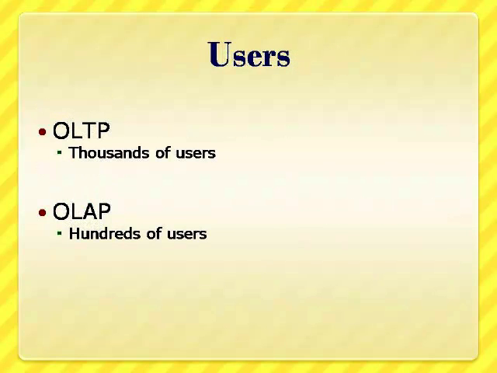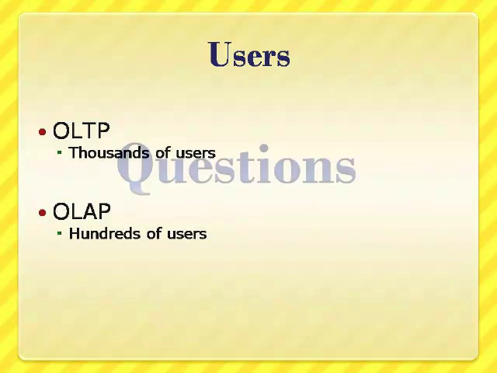From the users' point of view, the number of users in OLTP systems is more compared to the number of users who use OLAP systems. From the comparison point of view, we can say that thousands of users may be there in the case of OLTP, whereas a few hundred users may use the OLAP system. So far, we discussed the comparison of the two systems, namely OLAP and OLTP.